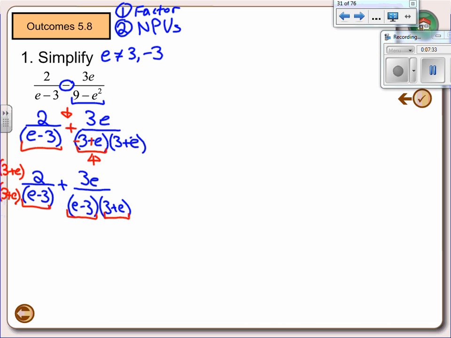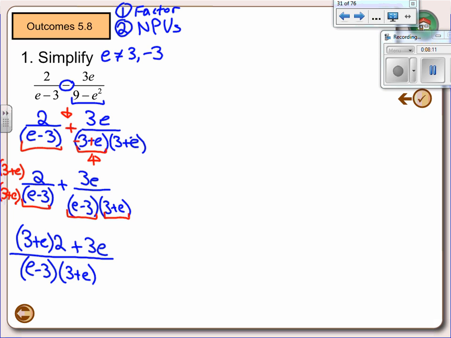So we are simplifying. We've got a common denominator. Our common denominator is e minus 3 times 3 plus e. Now we need to add these two fractions together. So we're going to have 3 plus e times 2 plus 3e, all divided by, and it's one fraction now, so we can combine these things together. The denominators just become 1 because they were the exact same.